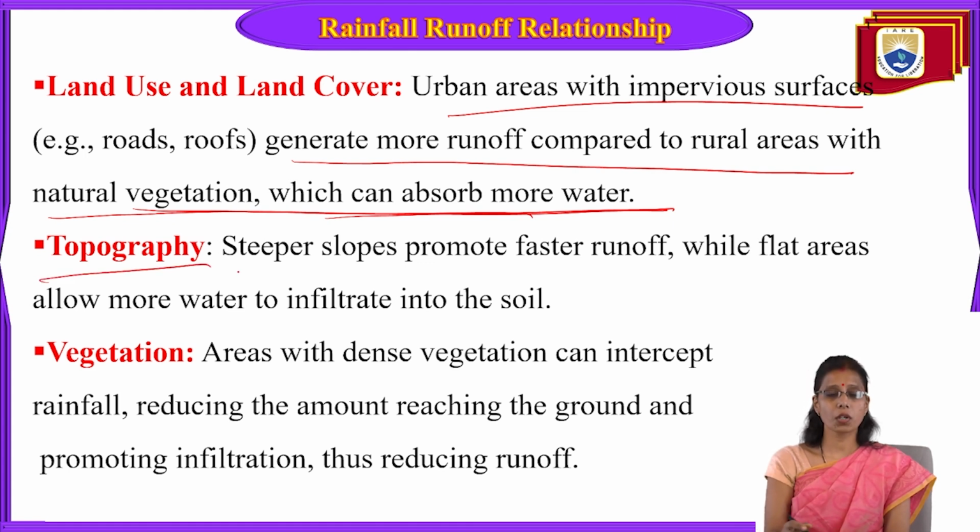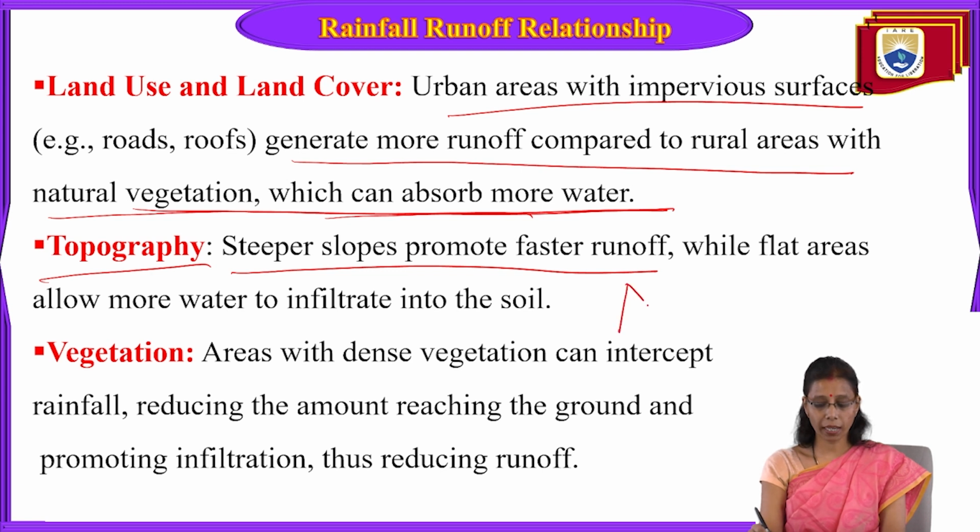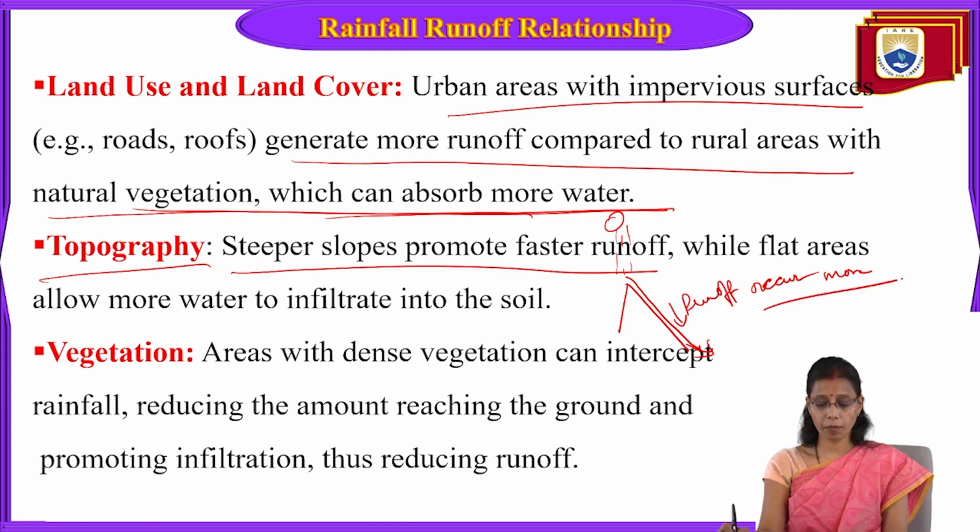Now topography. What is the type of topography? Steeper slopes promote faster runoff. As I said, if you have a very steep slope like this, whenever the rain occurs here, it will directly go as runoff. So this is the runoff way. Directly the runoff will occur more. So the steeper the slope, the more the runoff.